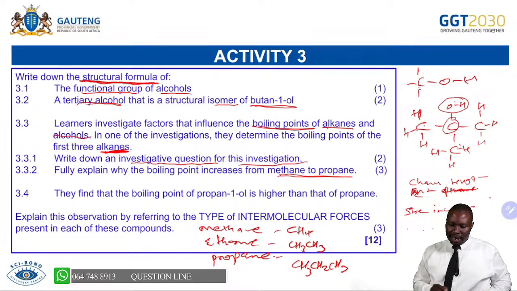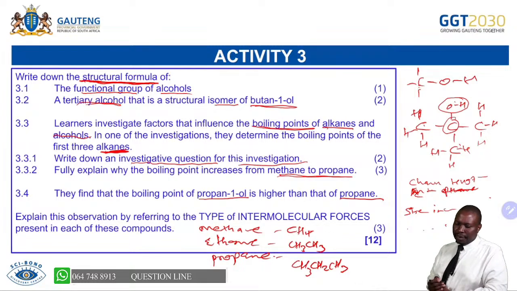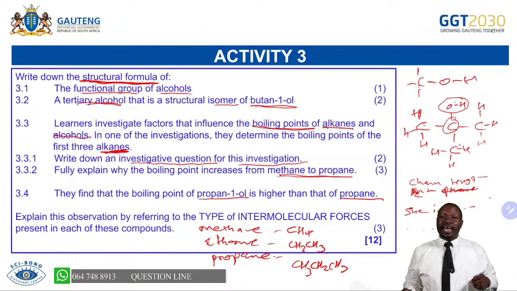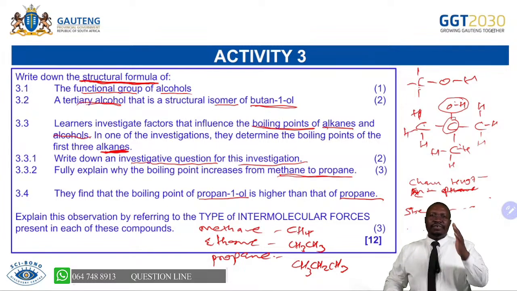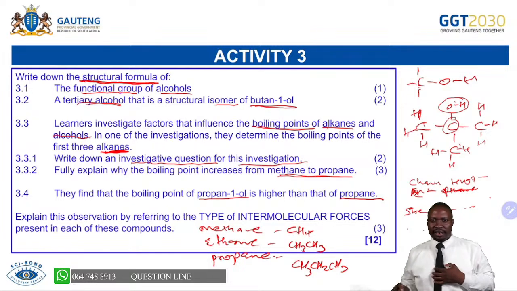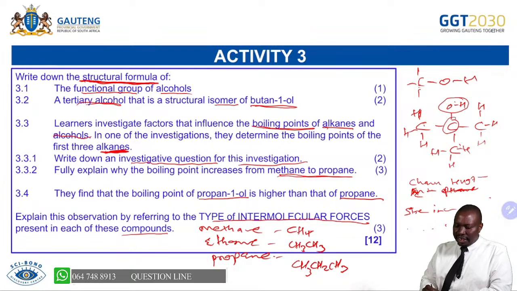Now, let's look at 3.4. 3.4 is saying they find that the boiling point of propan-1-ol, they're bringing the alcohol again, is higher than that of propane. Explain. You see, when they say type of intermolecular force, they are saying we're giving you different functional groups, we're giving you different homologous series. So you're able to see that. Explain this observation by referring to the type of intermolecular force present in each of these compounds. 3 marks. You are dicing it again. You are saying what is different.